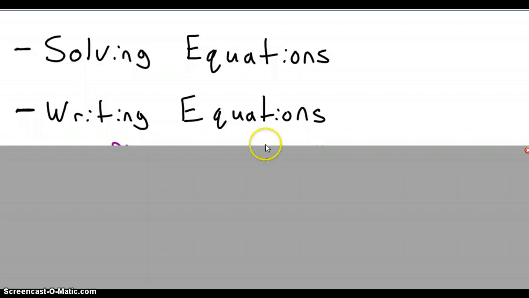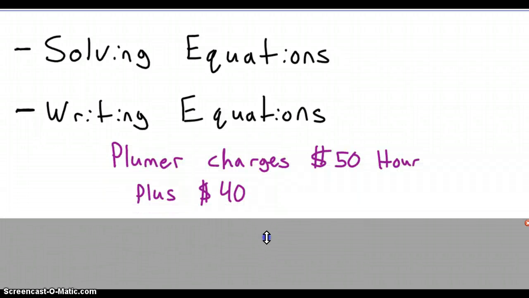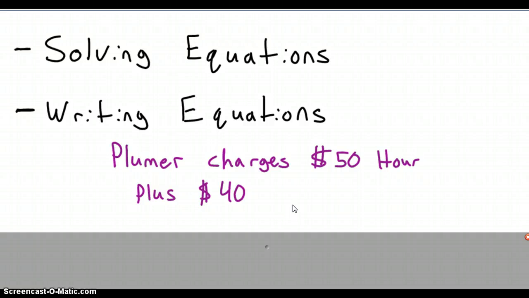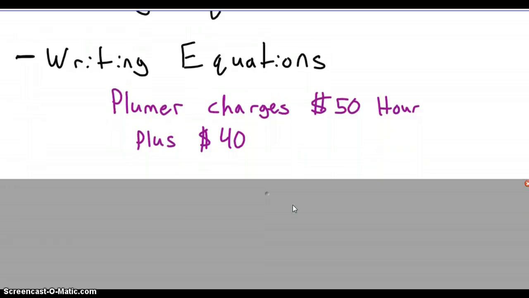Something else we'll see is being able to write equations. And that's like the ones where we're given some information, maybe like a plumber charges $50 an hour plus $40 for a service fee, and we'll be expected to take that information and put it into whatever form of equation it wants, but most likely slope-intercept.